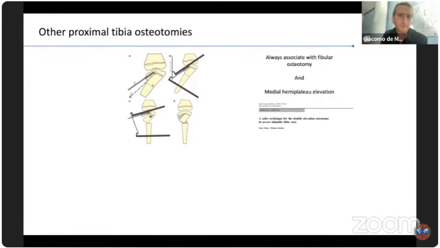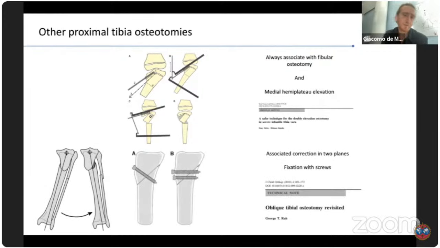Physeal varus, and also the biplanar osteotomy that has been described in order to correct the deformity of the internal rotation and the varus at the same time, just making a biplanar osteotomy in two planes.